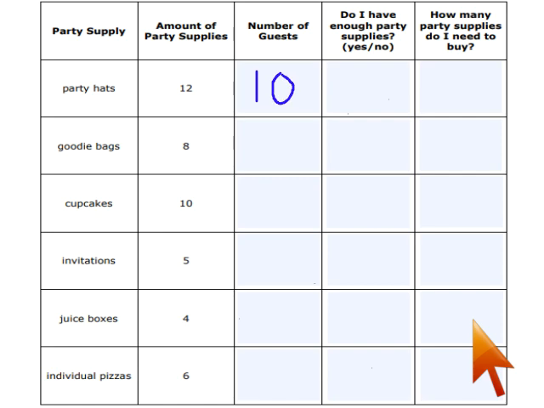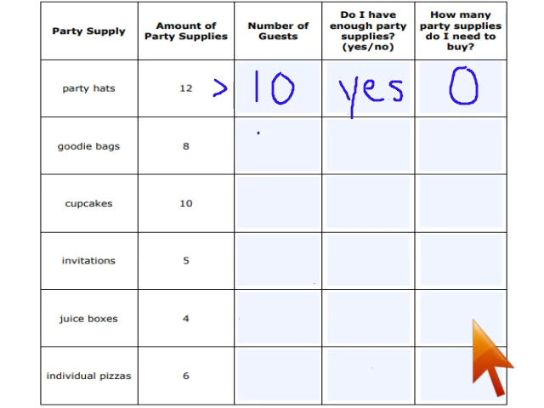Now I'm going to look at the next section. Do I have enough party supplies? Yes or no? Well, if there are 12 party hats, that number is bigger. It is greater than 10. So yes, I do. I do have enough supplies. I don't need to buy any more. I can buy 0.